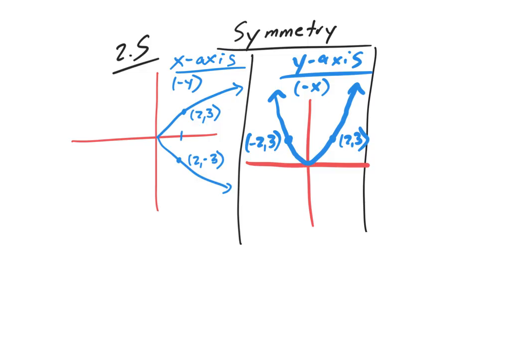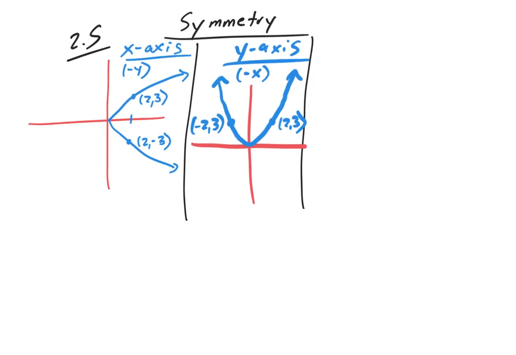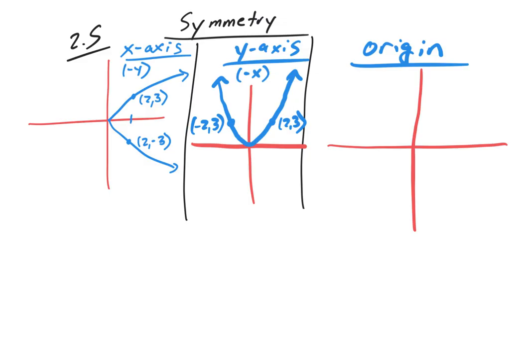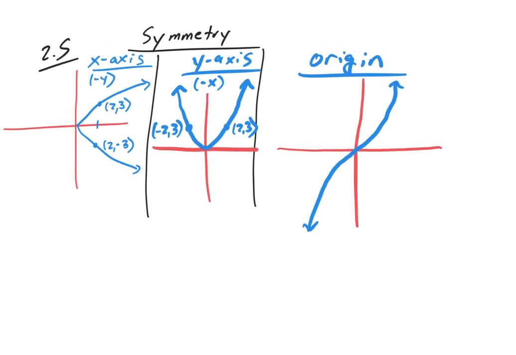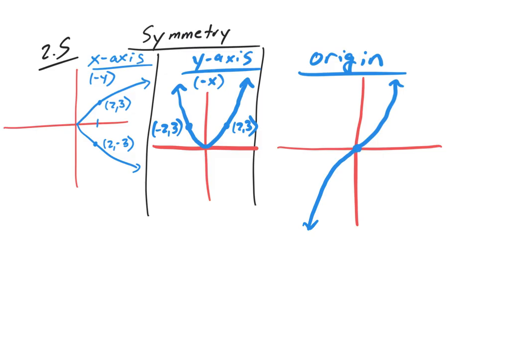Okay, the third one that we're going to see is one that is symmetrical to the origin. In order to be symmetrical to the origin, first thing is it must go through the origin. If it doesn't go through the origin, it can't be symmetrical to the origin. So it has to go through (0, 0).